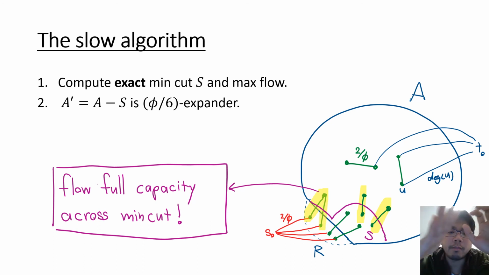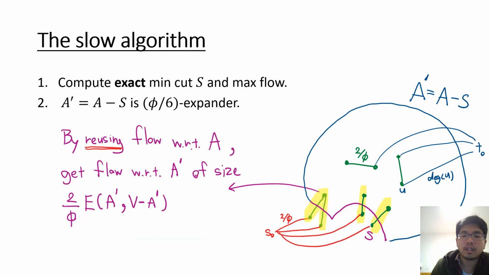So if you look at when you compute exact max flow, right? If you look at the min cut, each edge crossing the min cut will have flow at its full capacity. Okay, you have that every edge crossing the min cut has full capacity flow. But once we have this, let's look at the problem where we just remove S and we get the flow problem with respect to A prime.